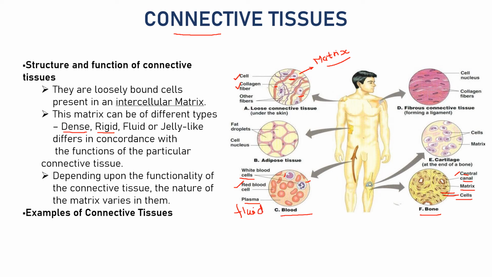Okay, and the white blood cells, red blood cells and platelets, they are the cellular part, right? And the fluid or the jelly-like part, they are different. Why do these matrices have a different structure? These matrices are different because the function of the cells, okay, the cells which we have discussed, is different, right? Okay, that is why it is different. So in concordance with the functions of the particular connective tissue, depending upon its functionality, the nature of the matrix varies in them, right?